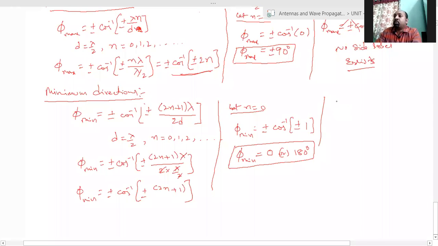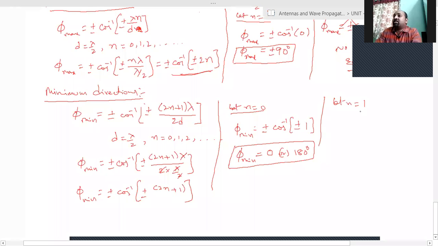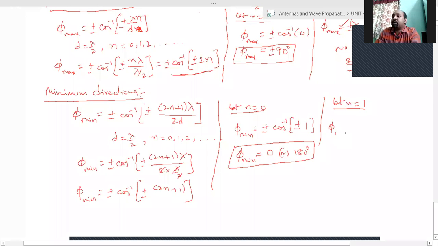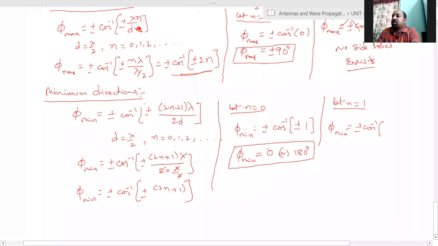And now let n is equal to 1. What happens? Phi minimum is equal to plus or minus cos inverse, and if you substitute n is equal to 1, what will we get? Plus or minus 3, right? So therefore this is undefined. So only one minimum we have, right?